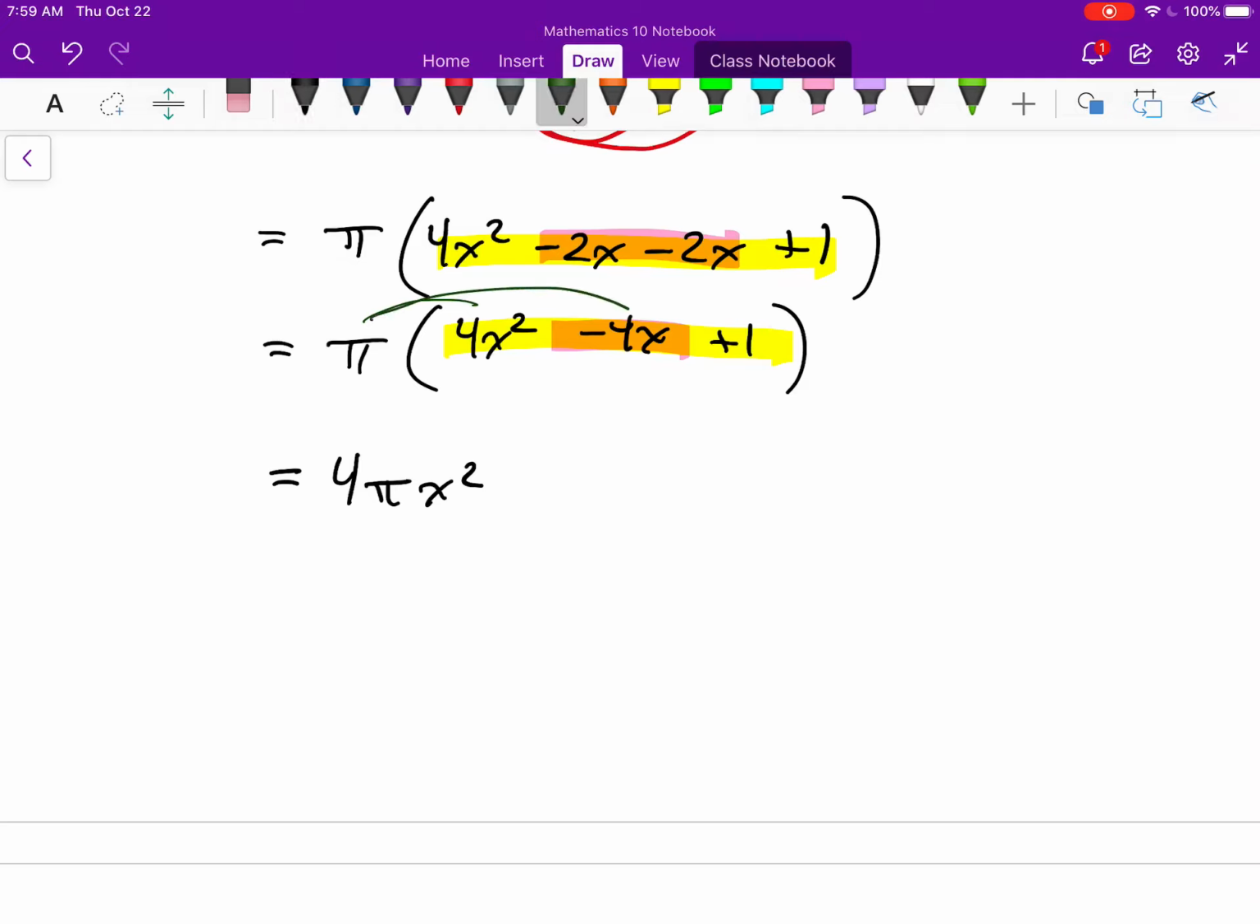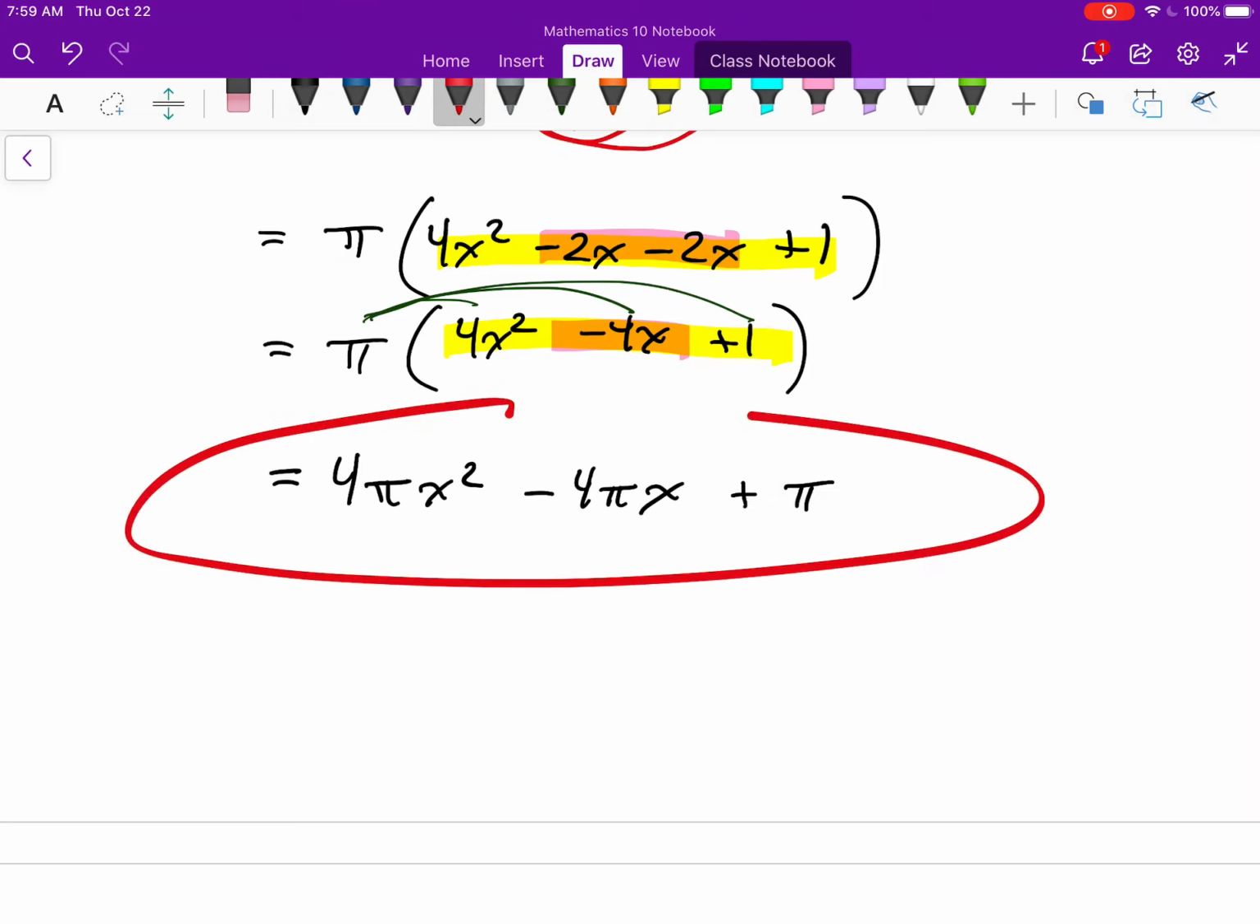Next, pi times minus 4x. Again, I could say pi times 4x. That's fine. However, again, I'll be conventional and put the 4 first, then the pi, then the variable. And finally, pi times 1 is pi. And that there is the answer we're looking for. That is the expanded and then simplified expression for the area of the circle. And it's exact, because I'm not decimalizing anything.